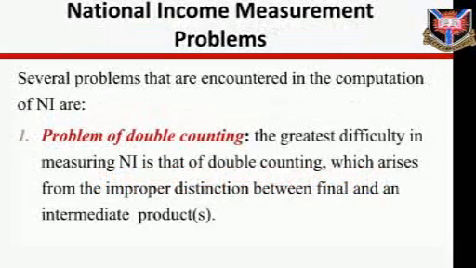National income measurement problems. There are several problems that are encountered in the computation of national income. Some of these are: number 1, problems of double counting. The greatest difficulty in measuring national income is that of double counting, which arises from the improper distinction between final and an intermediate product. There is always the possibility of a good or a service being included more than once.